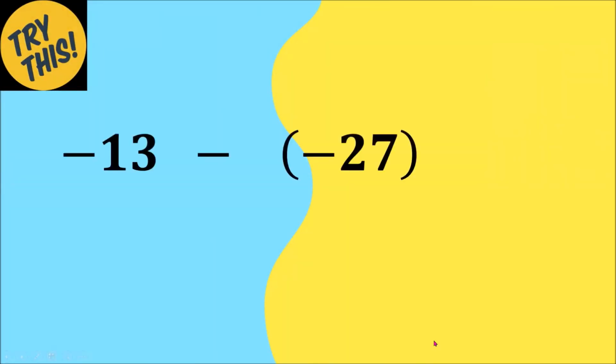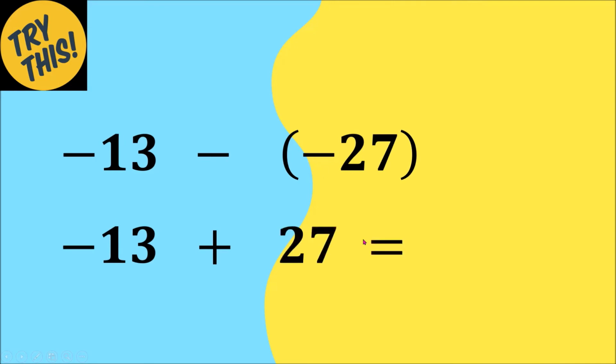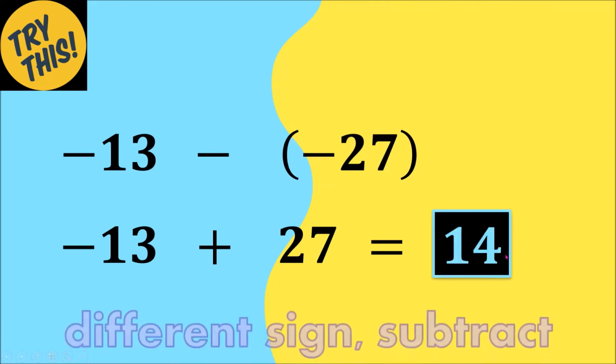Next, negative 13 minus negative 27. So just copy negative 13, minus sign becomes plus sign, negative 27 becomes positive 27. So we need to subtract because we have different signs. So 27 minus 13 is 14. And then the number with a larger absolute value is 27. And then the sign is positive. So here, positive 14.